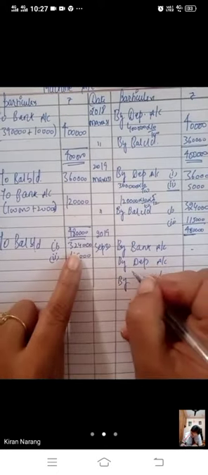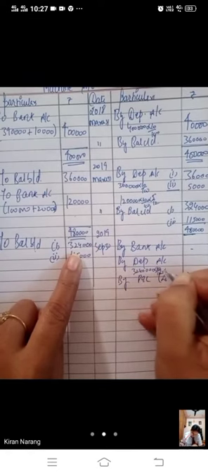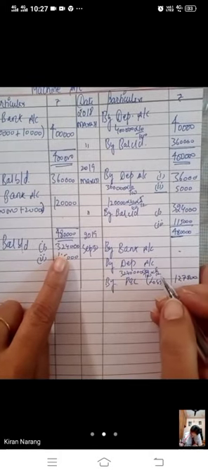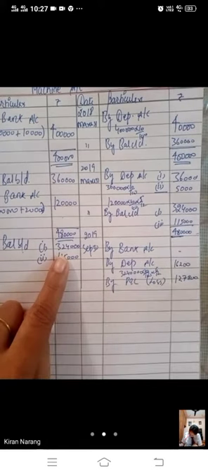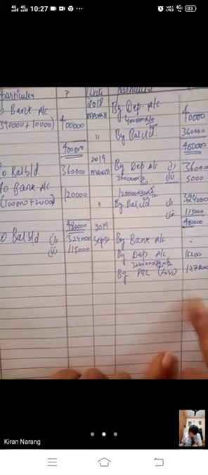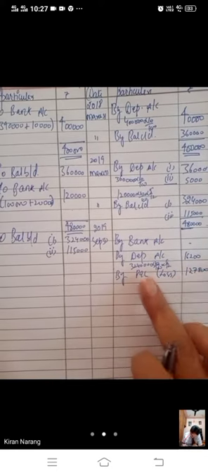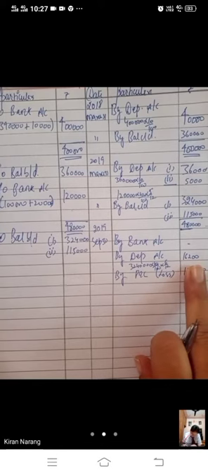Means 3,24,000 into 10% into 6 by 12. We have to take depreciation for 6 months only. It will be 16,200. The loss is given in the question. Depreciation we have calculated, 10% of the value for 6 months, 16,200.